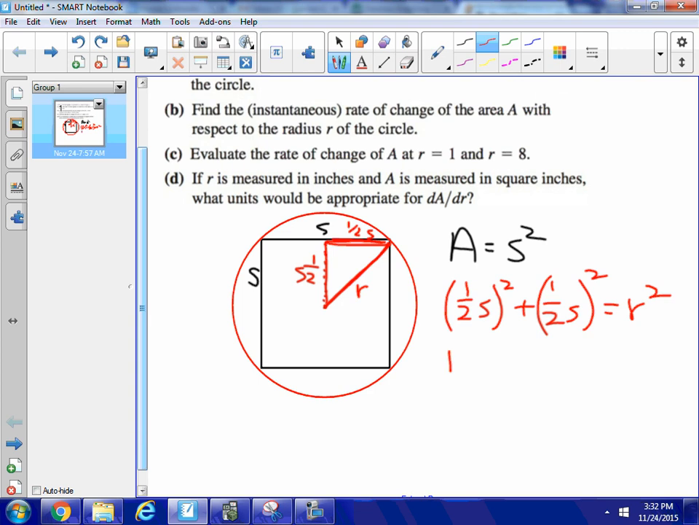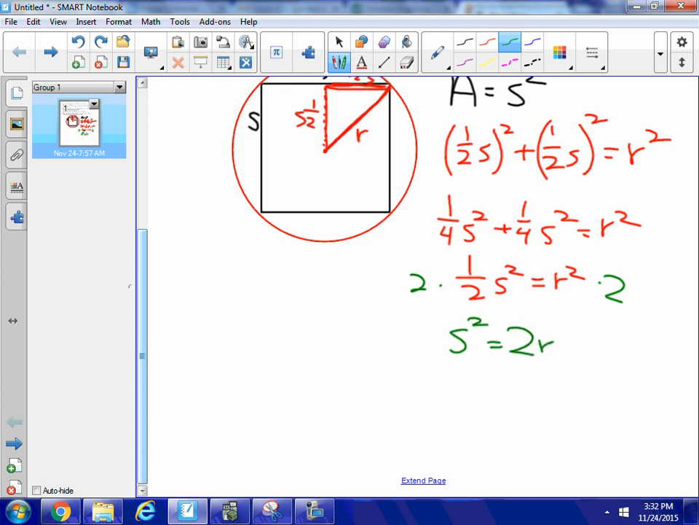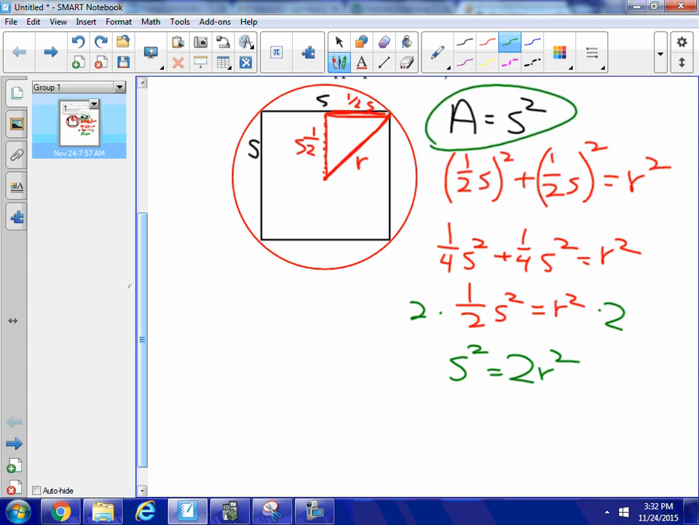So this gives me 1/4 s squared plus 1/4 s squared equals r squared. So 1/2 s squared, adding up the two 1/4s, equals r squared. And if I multiply both sides of this by 2, I get s squared equals 2r squared. Well, guess what? My area is equal to s squared. So my area of the square, I'll put area SQ here to distinguish it from area of the circle, is equal to 2r squared for the radius.